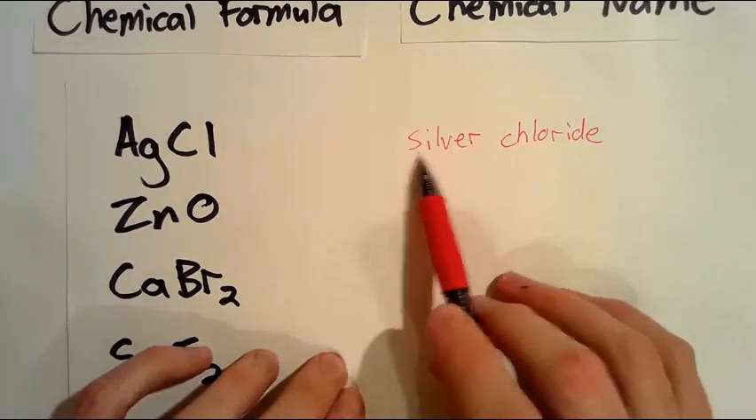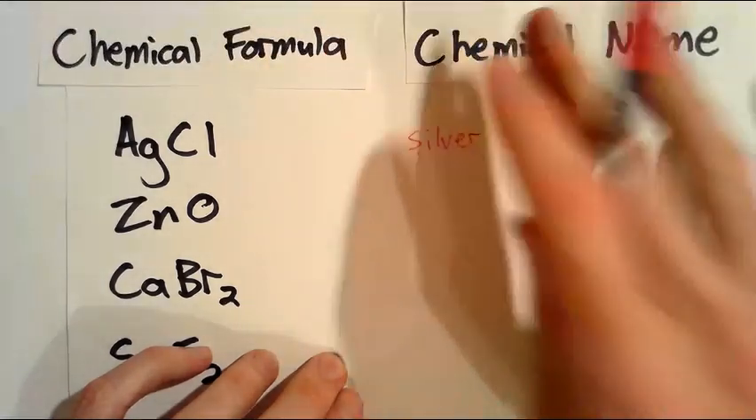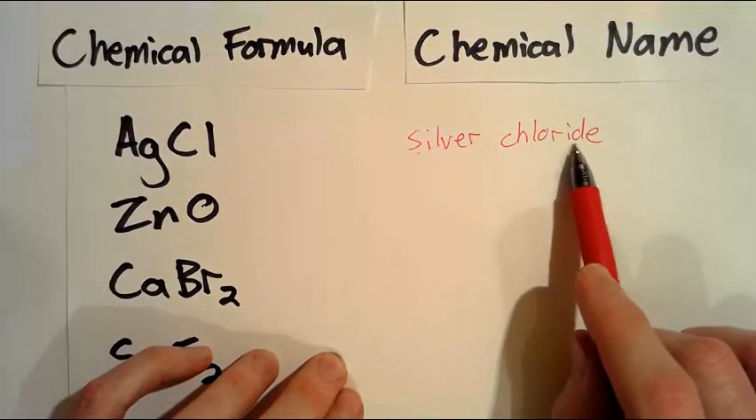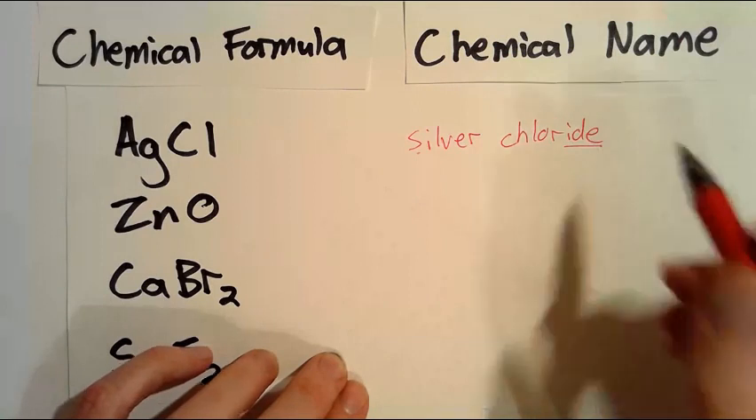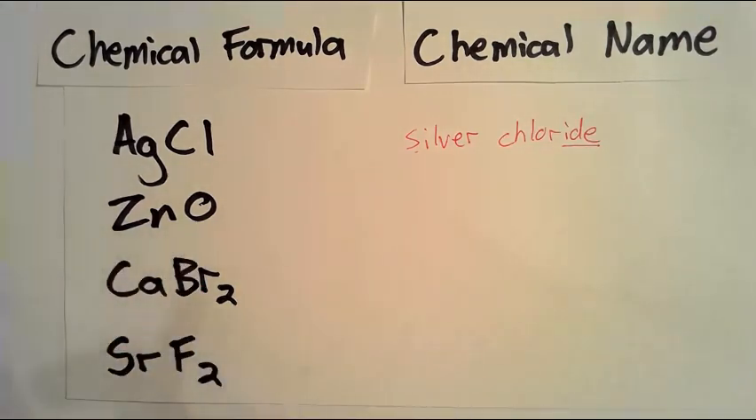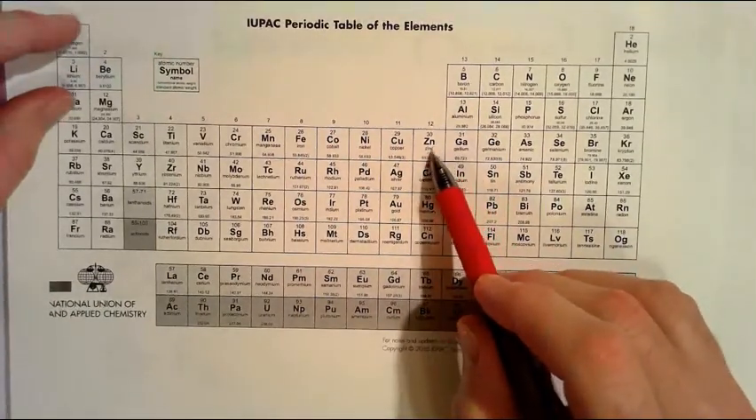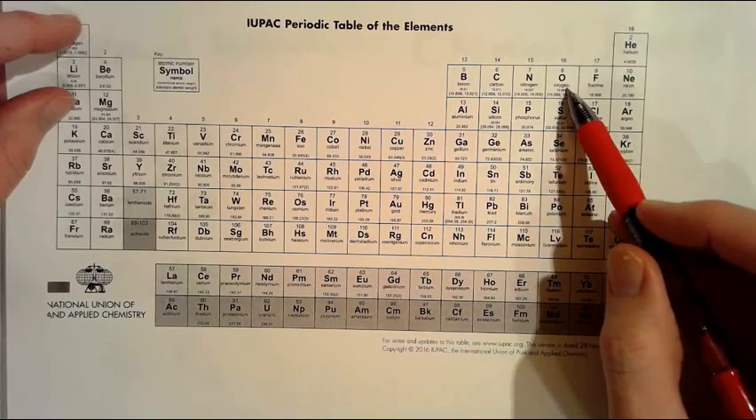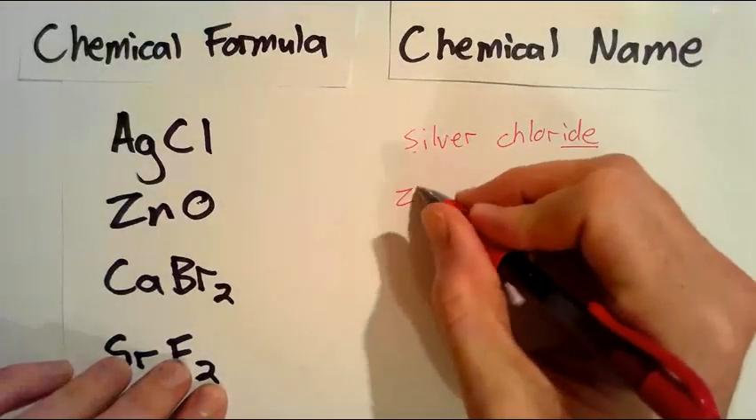I didn't change the cation or the metal, but I did change the anion. I changed the last part of the anion to "ide." I'll always have this "ide." So let's look at ZnO. That is going to be Zn for zinc, and then O for oxygen. So that is going to be zinc oxide.